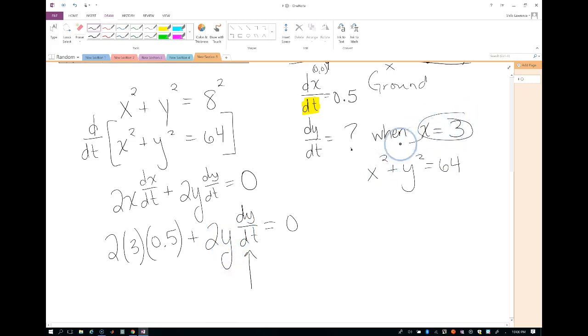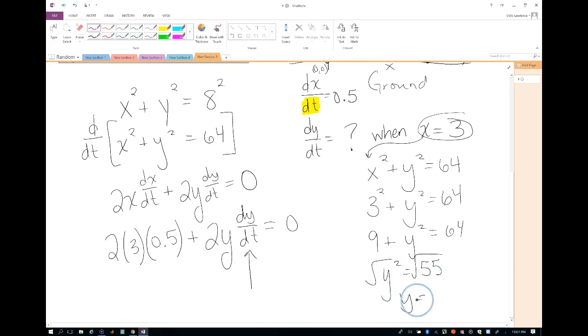Remember, we're given x equals 3. So if we plug that in, we can figure out what the y value is at that exact same time. So this is 9 plus y squared equals 64. If we subtract the 9 over to the other side of the equation, we get y squared equals 55, which means y equals square root 55. So at the exact moment that x is equal to 3, y has to be radical 55 in order to maintain this right triangle shape. So we can go ahead and plug that in as well.